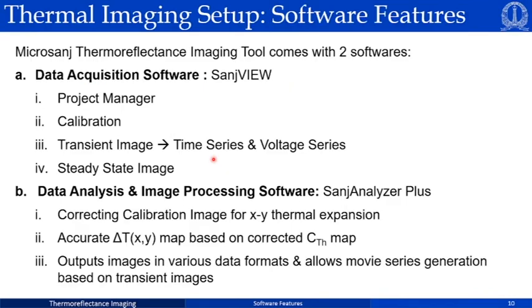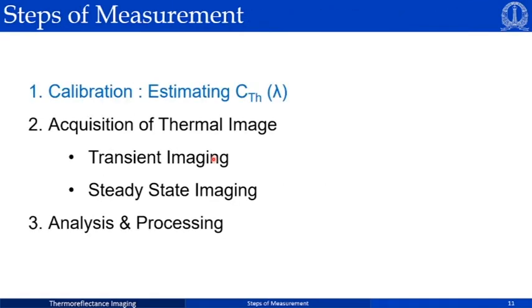Okay, so with the hardware features and the software features in mind, let us get an understanding of the steps of measurement involved. The first critical step is to get the thermo-reflectance coefficient value of the new material that I am going to use. So we have to select the wavelength, and then estimate the C value pixel by pixel, and this process is called calibration.